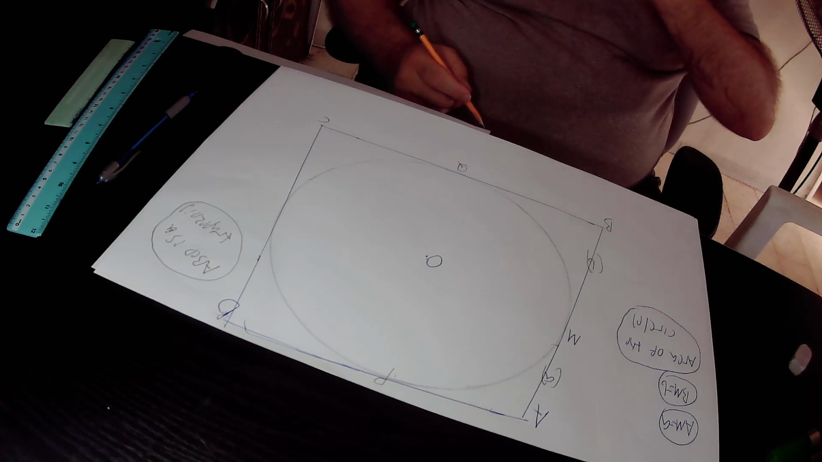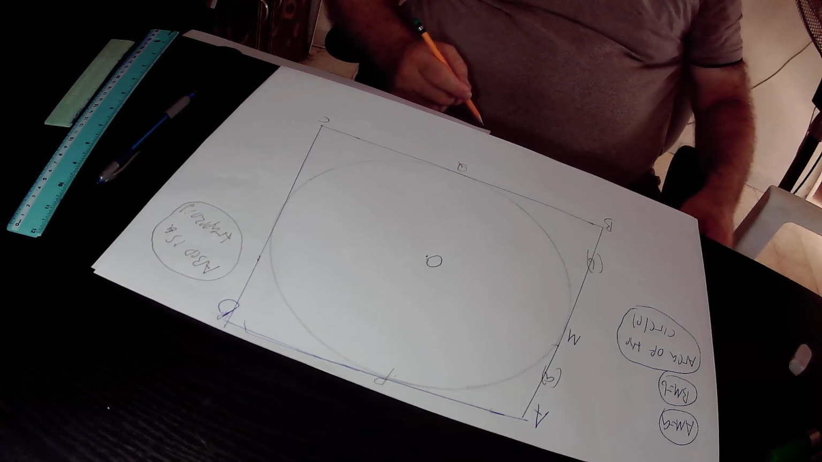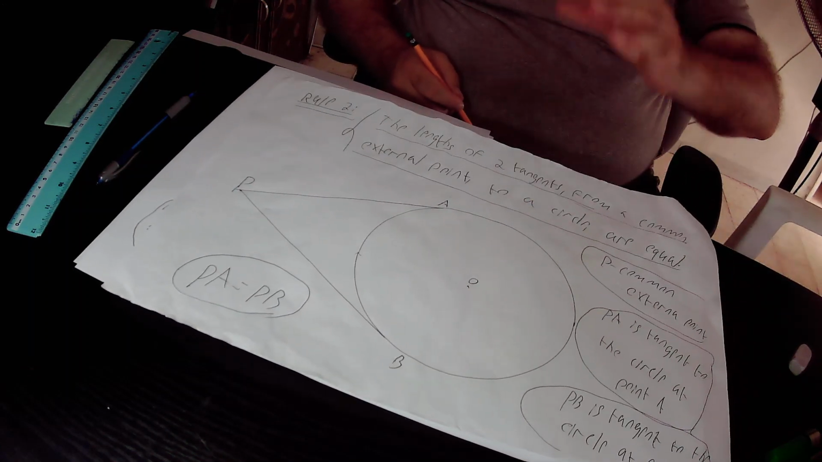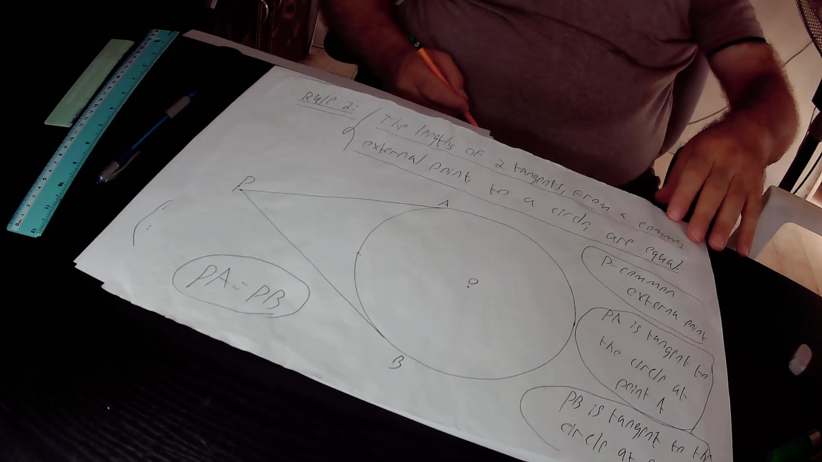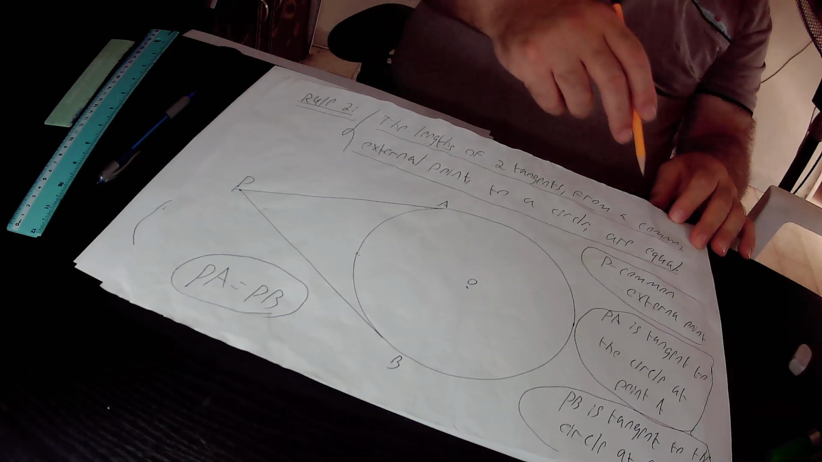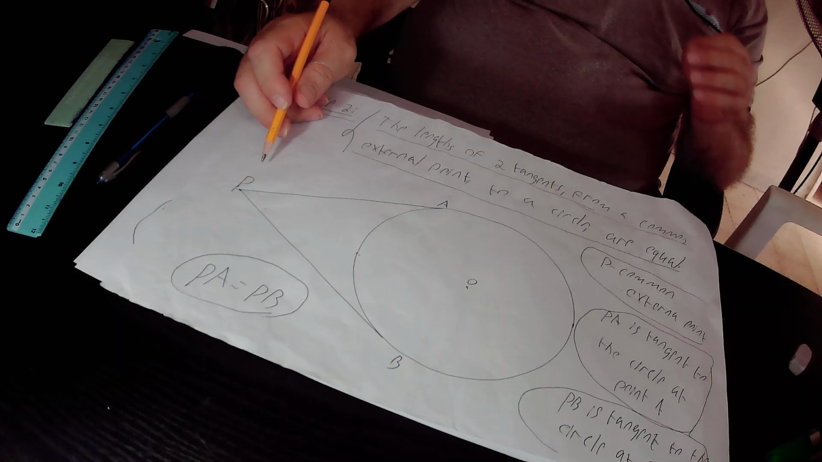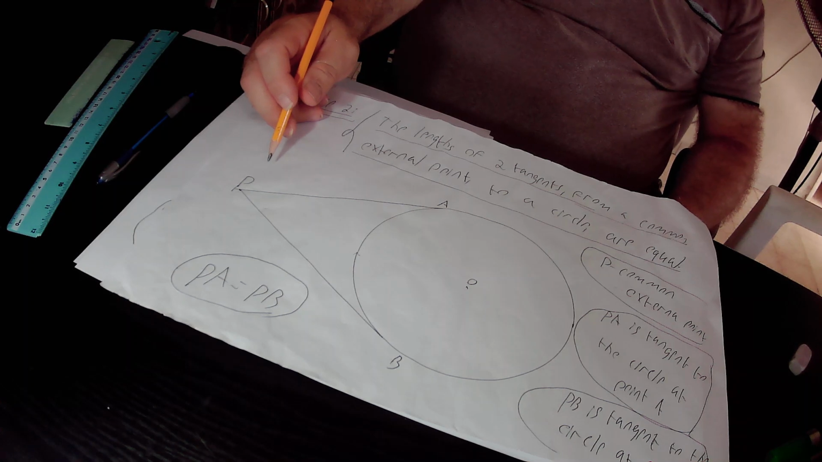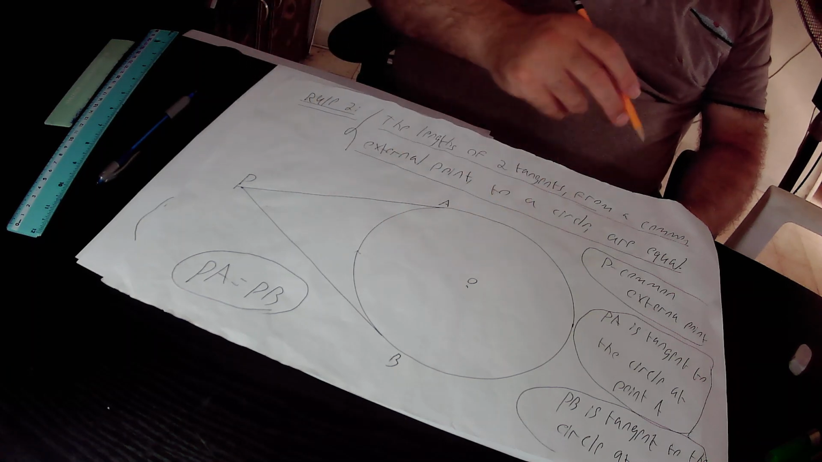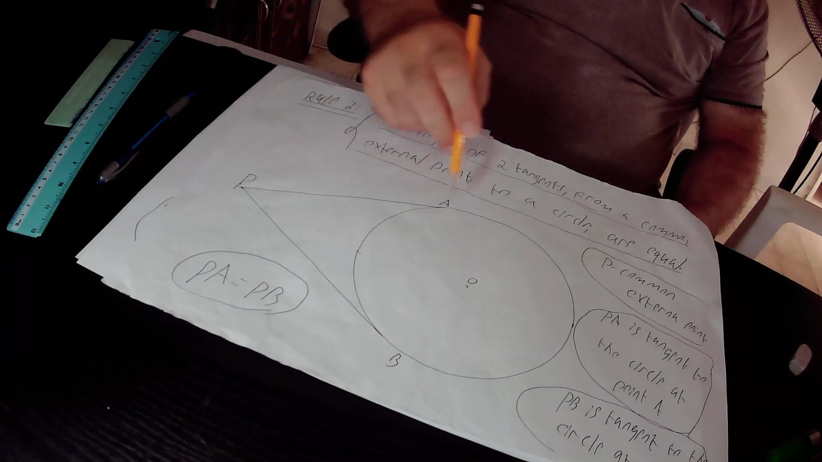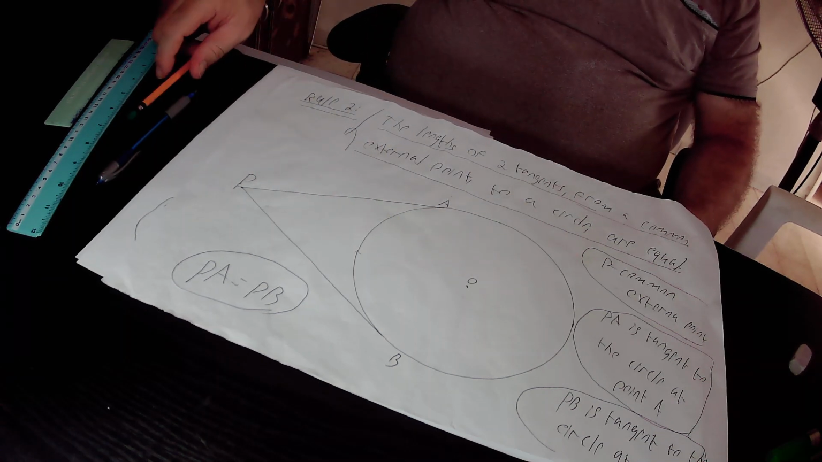So here we can implement rule 2. I'll repeat quickly on rule 2. According to rule 2, the lengths of two tangents from a common external point to a circle are equal. In the drawing we have a circle. This is the common external point, point P. From this common external point, point P, we have tangent PA and tangent PB. And according to this rule 2, they are equal to each other. That is to say, PA equals PB. So we can implement rule 2 in our drawing.